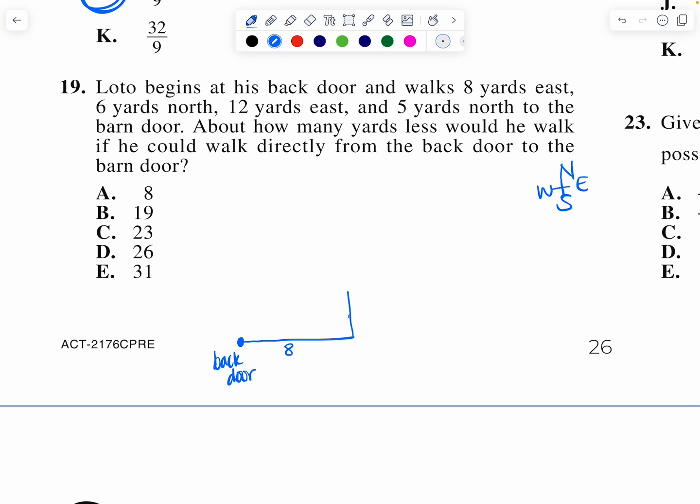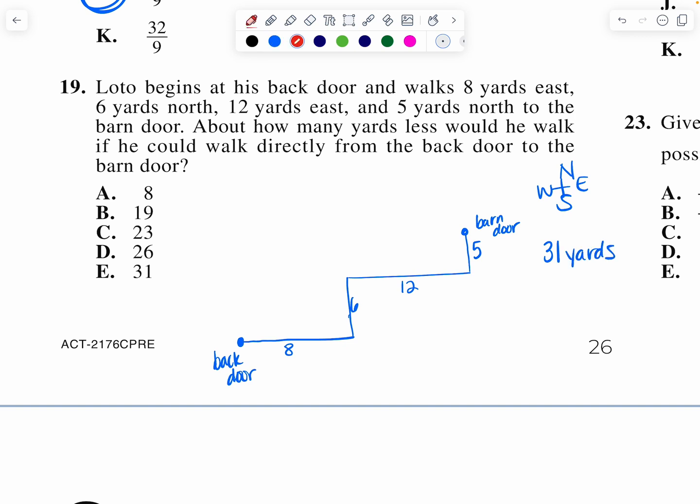and then we go 6 yards north, and then we go 12 yards east, and then we go 5 yards north, all right? And then this is going to be the barn door. All right, so let's go ahead and total up how far he's walked just doing it that way. So we have 8 plus 6 plus 12 plus 5. If we add all that up, we end up with a total of 31 yards.